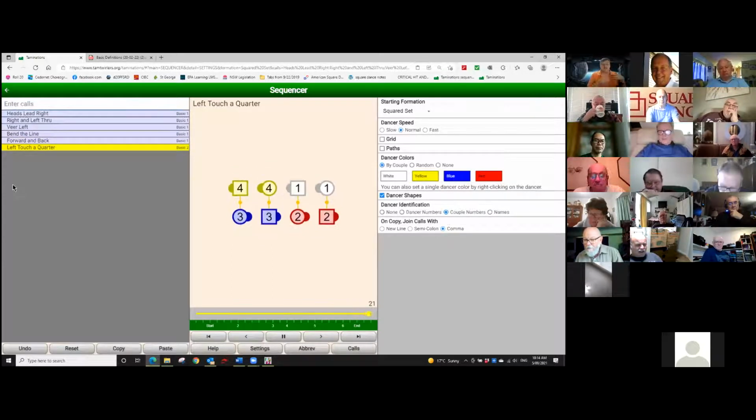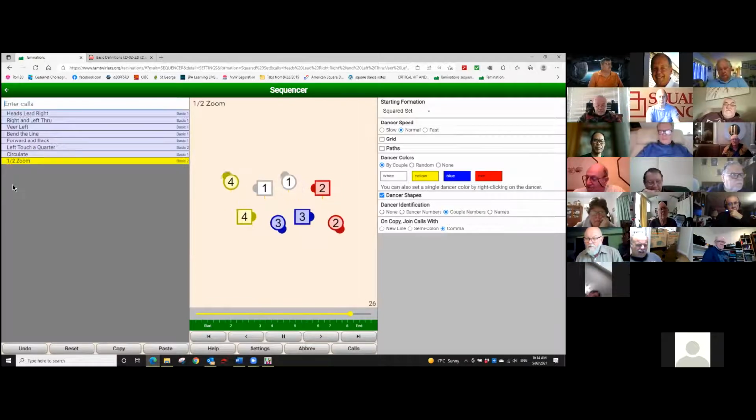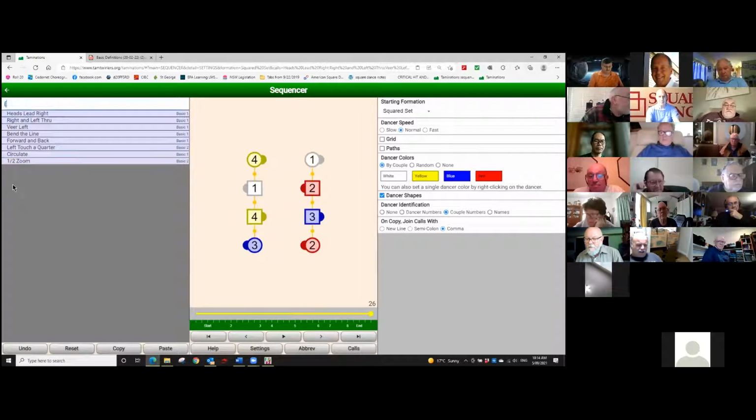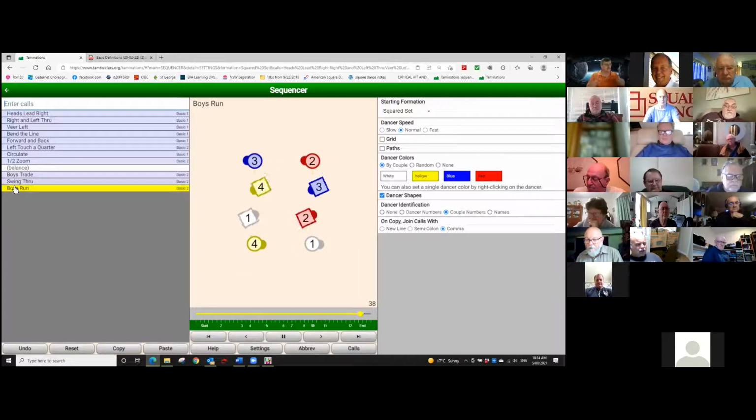Now we've all agreed that rather than call a zoom here, we would want to do a circulate, because that gives us much better body flow. But what about doing something like this? Half zoom. Of course, we do a balance there, or check your wave or something like that. Boys trade, swing through. Or boys run, promenade corner. You know, something along that line.